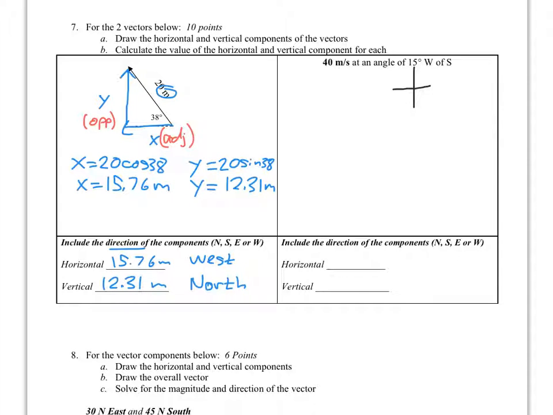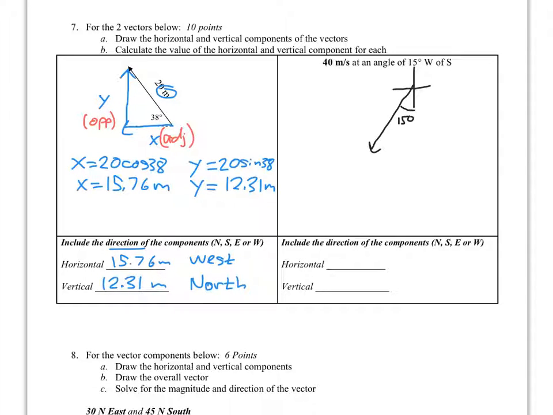But what I'm going to start with is just think about that angle, 15 degrees west of south. That means we're starting with this south direction here and going west. So I know that vector is going to be going down and to the left here in that southwest direction. And because of how this is worded, because it's 15 degrees west of south, that tells me that this angle in here is going to be my 15 degrees.